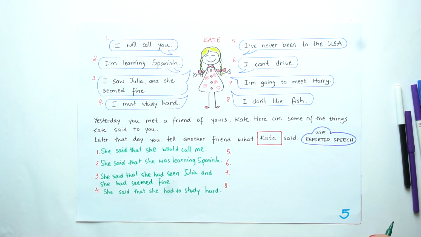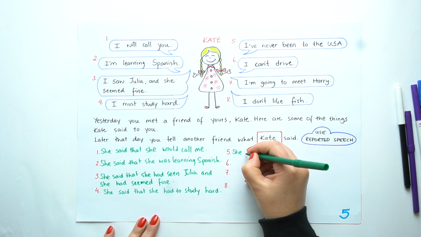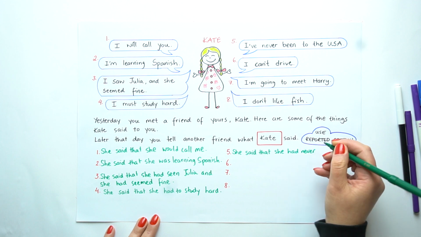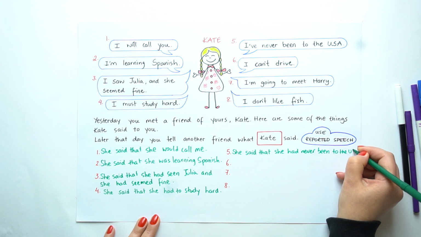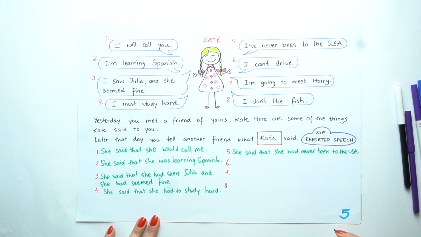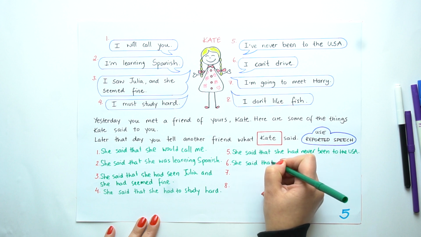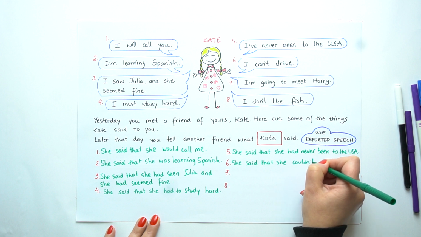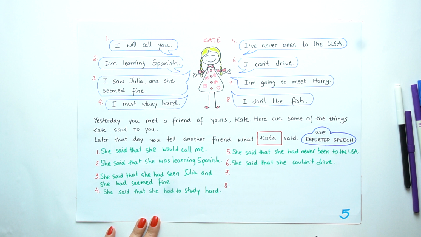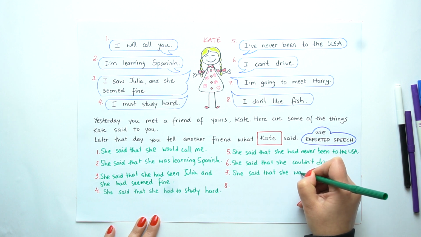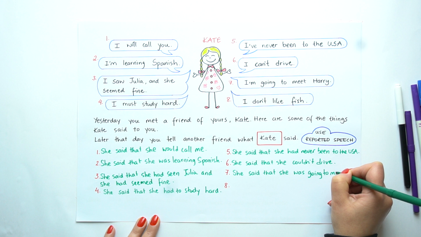I've never been to the USA. Just like past tense, present perfect tense becomes past perfect. So we say, she said that she had never been to the USA. Can't becomes couldn't. So we say, she said that she couldn't drive. I'm going to meet Harry. Remember, am going to becomes was going to. So she said that she was going to meet Harry.